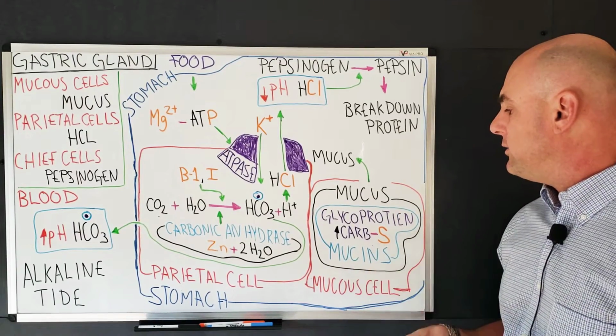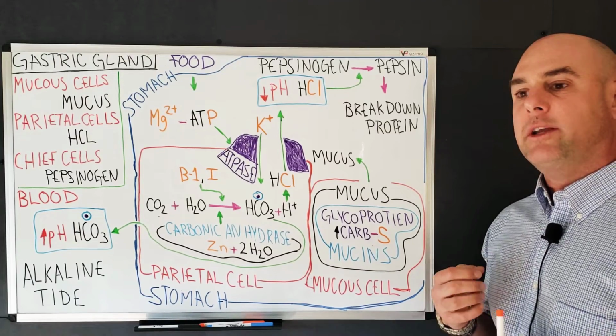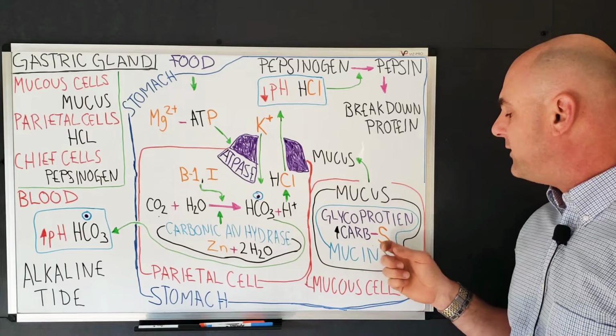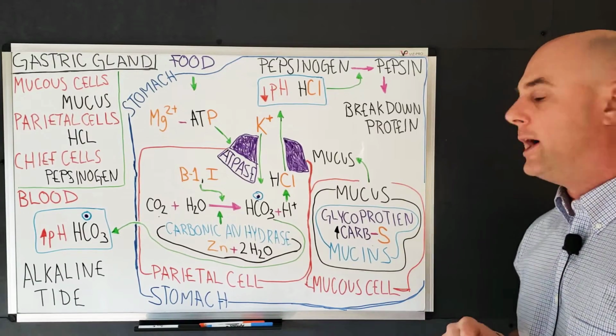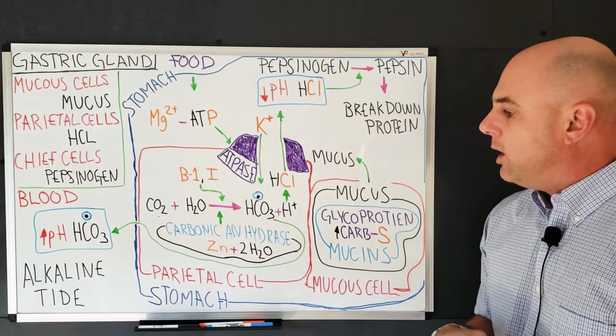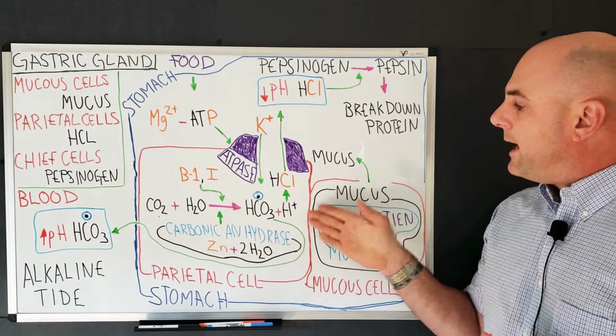Now, these mucins are glycoproteins, and they are over 65% carbohydrates. In fact, they are sulfonated carbohydrates, and we get most of our sulfur from protein. Okay, so back to this reaction.